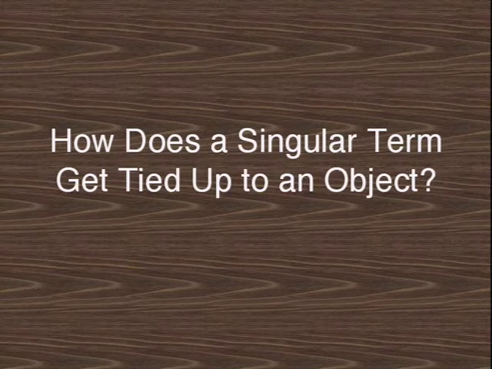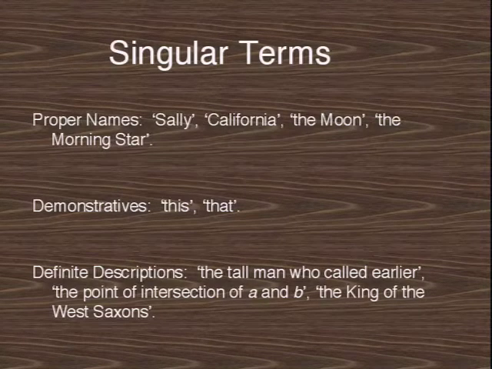And actually, there are lots of different kinds of singular terms when you think about it. And we had Sally, Isaac, and Raleigh there as singular terms. Now these are all proper names. Okay, so Sally is a proper name, Isaac is a proper name, Raleigh is a proper name, California, the moon, the morning star. These are all names.